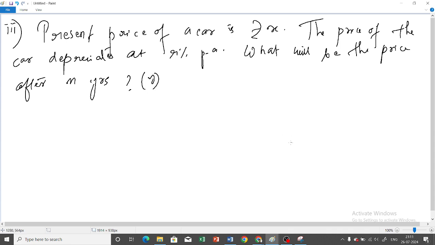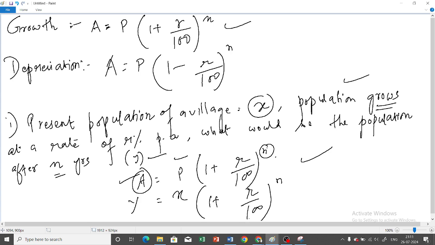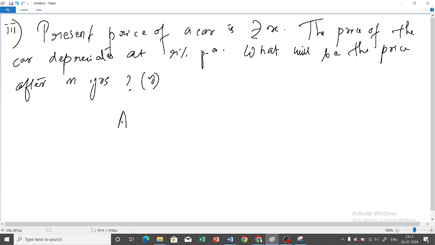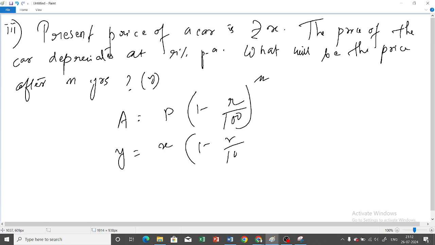What will be the price after n years? So tell me which formula is going to be applied. Depreciation formula. Okay. First of all, write down the formula, then you put down the values. Now tell me what is going to be A and what is going to be P. A will be y and P is x. Right? Yes, P will be X. Right.